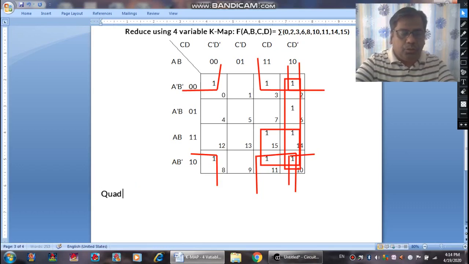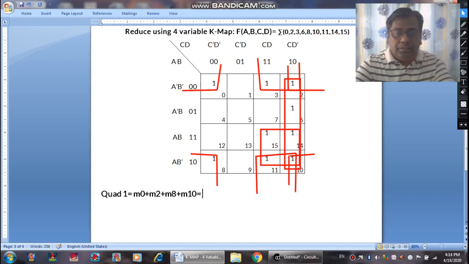We talk about the quad 1. If we talk about the quad 1, we are taking M0, M2, M8 and M10. The answer for this corner is A bar B bar becomes A B bar. That means A is changing, B is common, B bar. From the top, D bar is same, C is changing. That means the answer will be B bar D bar. This is your first quad.